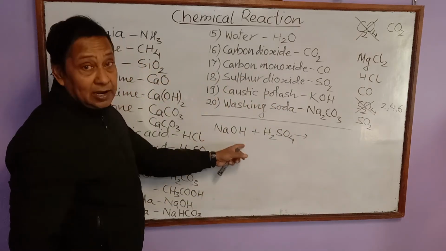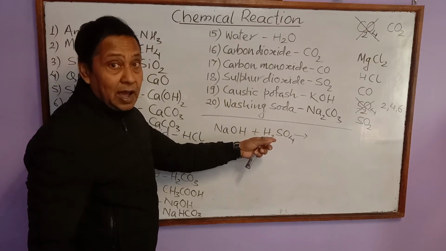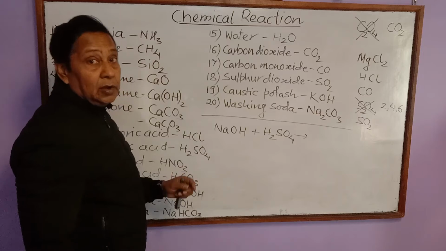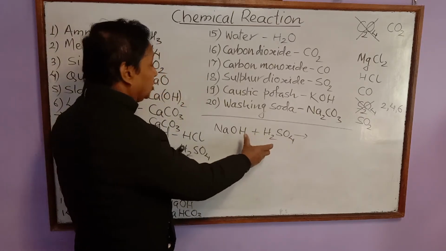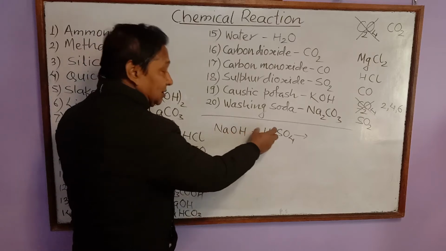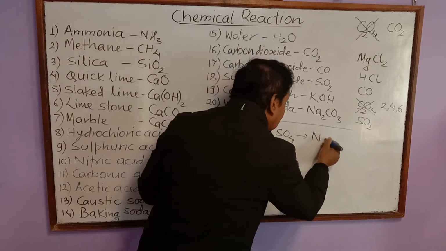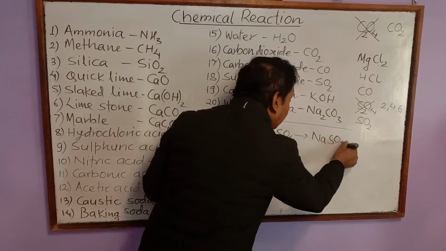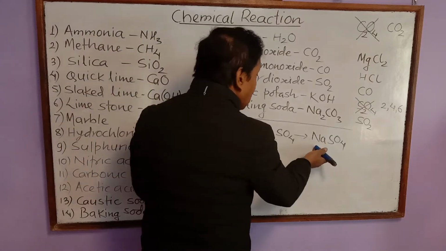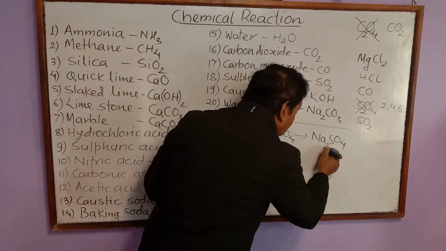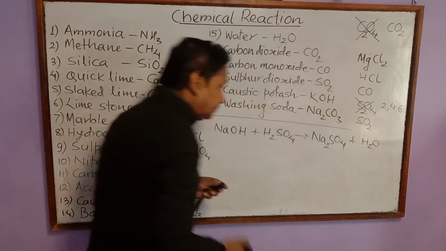This is a metallic hydroxide, a base, and this is an acid, so it is an acid-base reaction. What is the product? Salt and water. How does the salt form? The metallic part of the base displaces the hydrogen of the acid, and that's why it becomes NaSO4. Now a new compound is formed, so we have to exchange the valency. Sodium 1, sulfate 2, that's why Na2SO4, plus another product of the acid-base reaction, water.